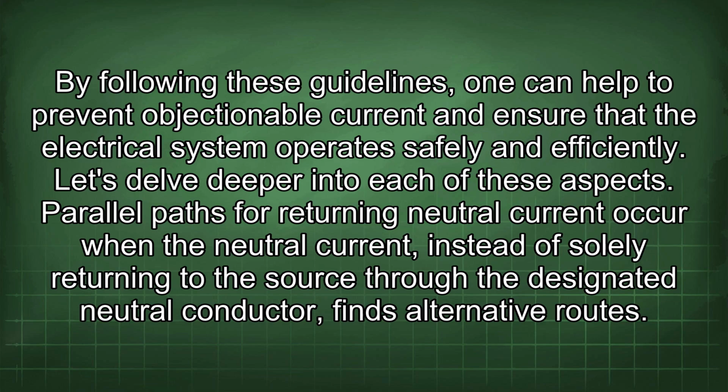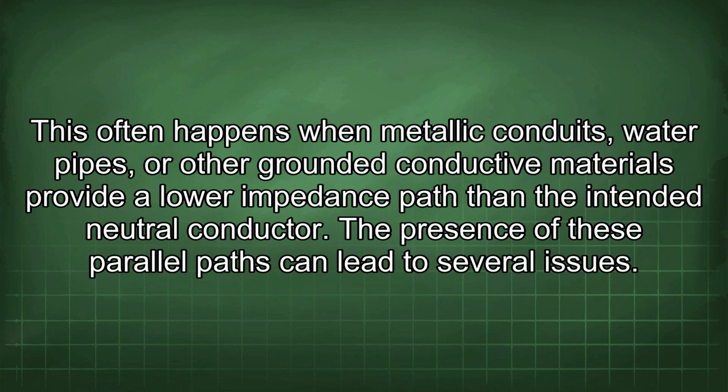Parallel paths for returning neutral current occur when the neutral current, instead of solely returning to the source through the designated neutral conductor, finds alternative routes. This often happens when metallic conduits, water pipes, or other grounded conductive materials provide a lower impedance path than the intended neutral conductor. The presence of these parallel paths can lead to several issues.